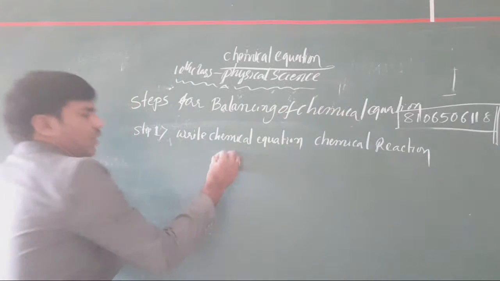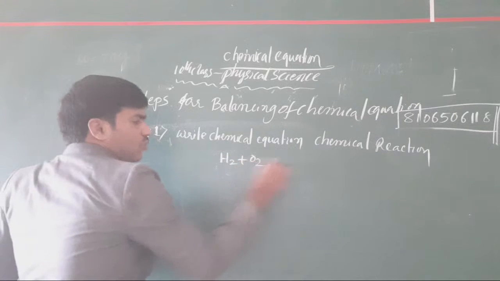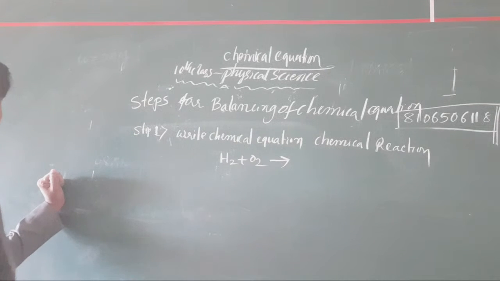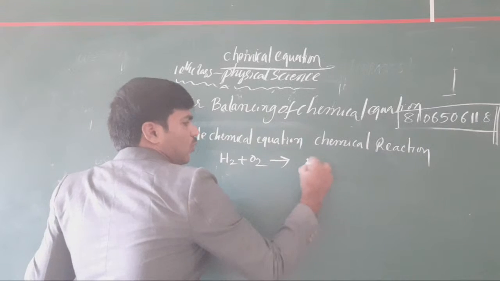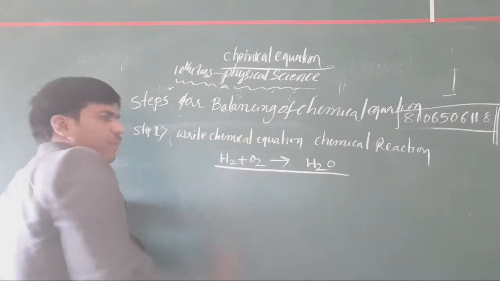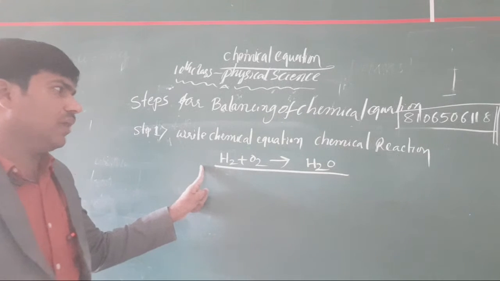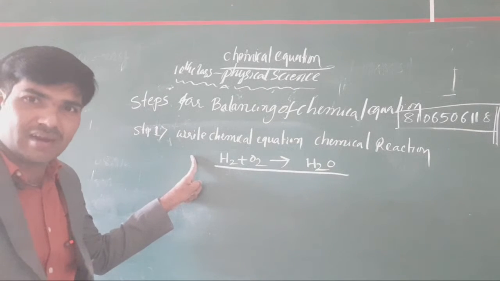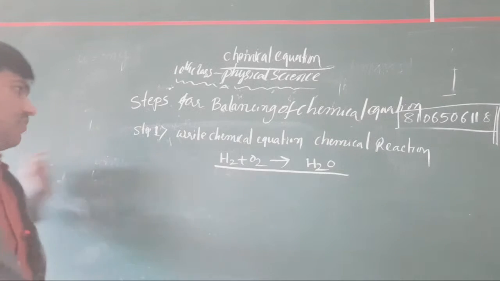Suppose now the formation of water is taken. There is H2, a plus O2, hydrogen gas as well as oxygen gas. One is mixed with another one. It's formed as H2O. This is only the first step now. You should write chemical equations for the chemical reactions. Clear or not, all the students? You should write a chemical equation for the chemical reactions.